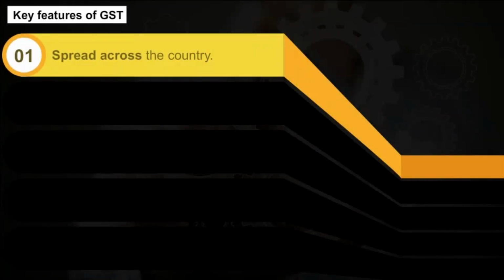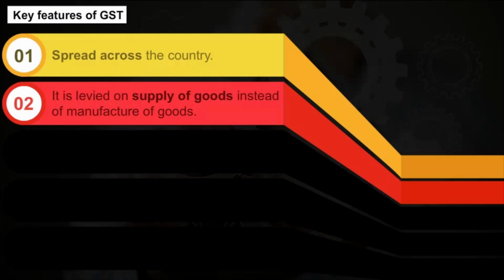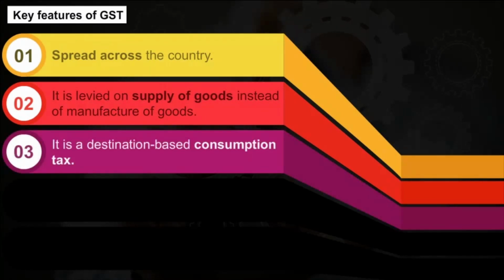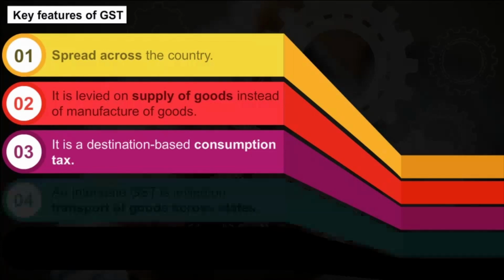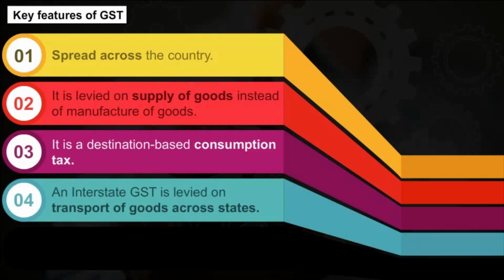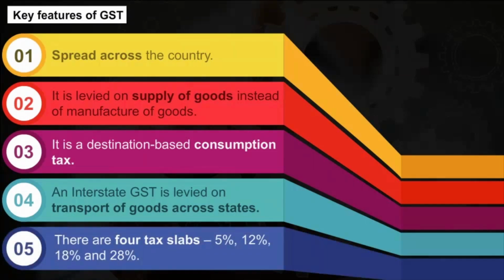Key features of GST. Spread across the country. It is levied on supply of goods instead of manufacture of goods. It is destination-based consumption tax. An interstate GST is levied on transport of goods across states. There are 4 tax slabs: 5%, 12%, 18%, and 28%.